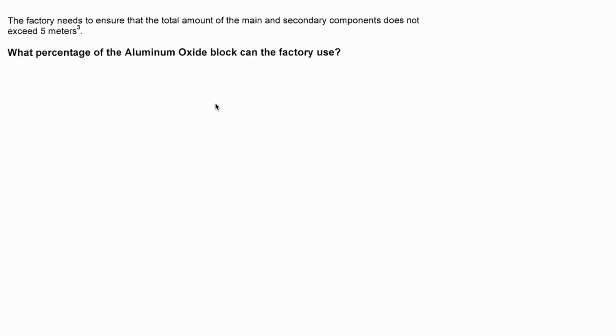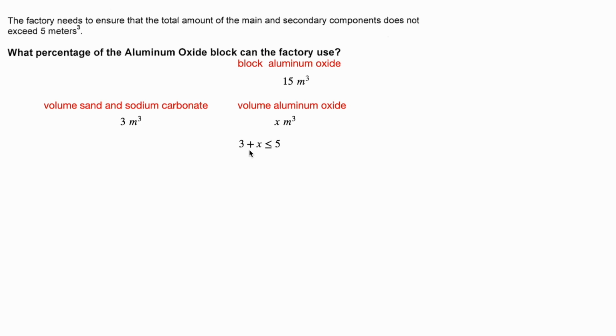The next part says the factory needs to ensure that the total amount of the main and secondary components does not exceed 5 meters cubed. The block of aluminum oxide, we have 15 meters cubed. We're only going to be using a portion of that. We know that the volume of sand and sodium carbonate was 3 meters cubed. The total can't exceed 5. We add 3 of the sand and sodium carbonate, we must have some aluminum oxide. I'm just calling it x. 3 plus x is less than or equal to 5, and subtract the 3 from both sides. X is less than or equal to 2. The maximum amount of aluminum oxide we could use is 2 meters cubed.